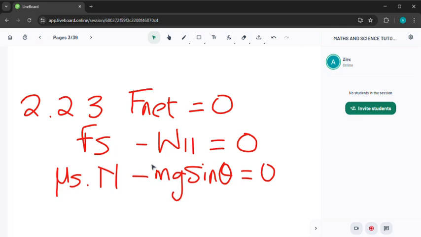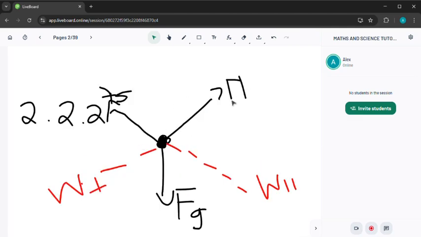So let's see now. We do not have the coefficient, that's what we are trying to look for, and then we do not have normal force, but we can try to find normal force because from our free body diagram, normal force is equal to weight perpendicular. So normal force is equal to weight perpendicular, and weight perpendicular is equal to mg cos of theta.